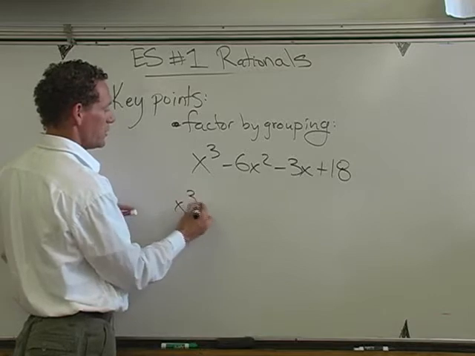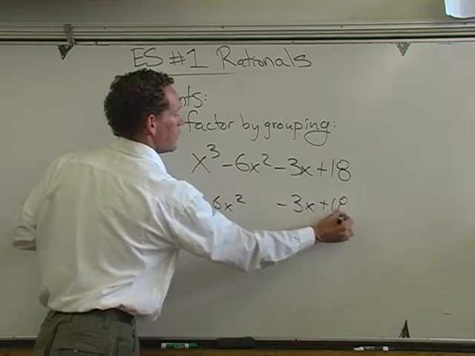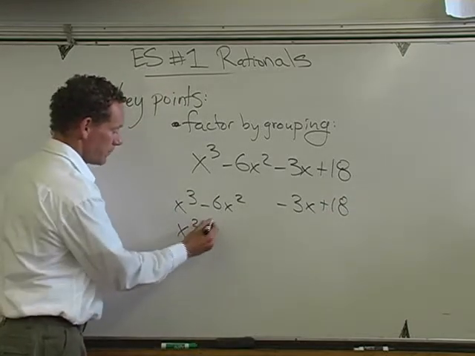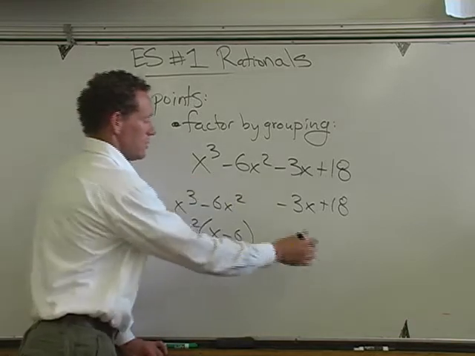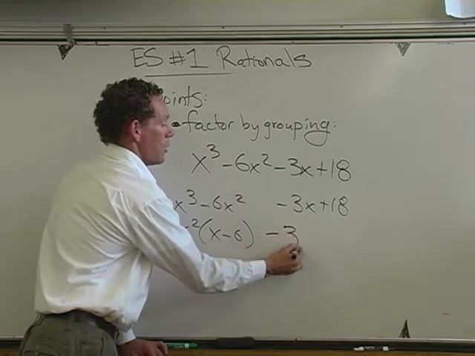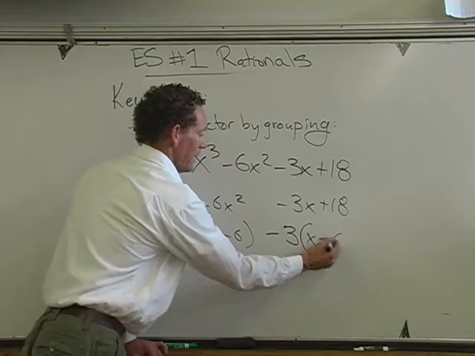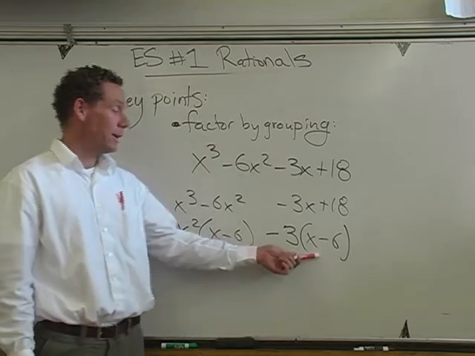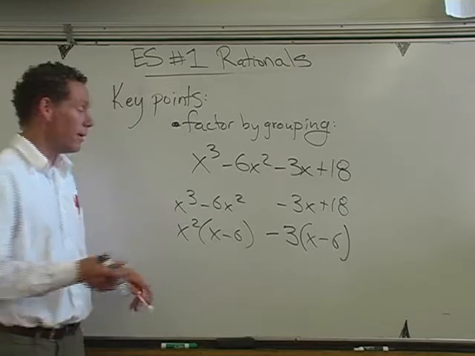And from the first two, what could we factor out? An x squared. And we would have x minus 6. And from the last two? Negative 3, good. That's going to work. If you're trying to factor by grouping, what you end up with in parentheses at this point has to be the same in order for it to work.